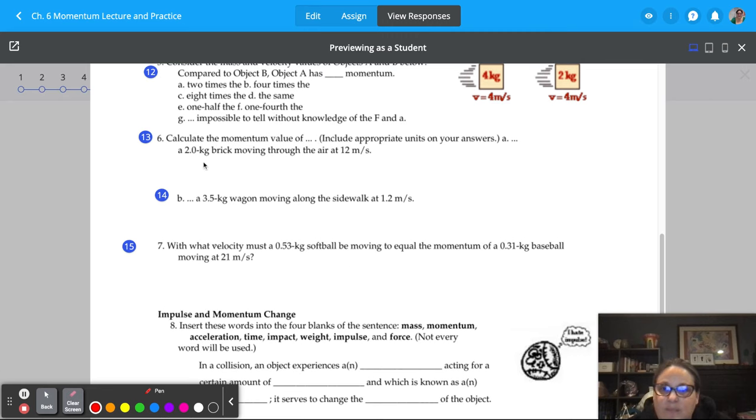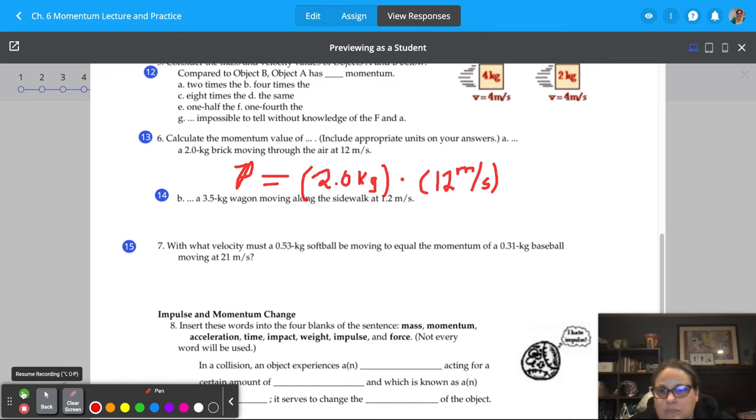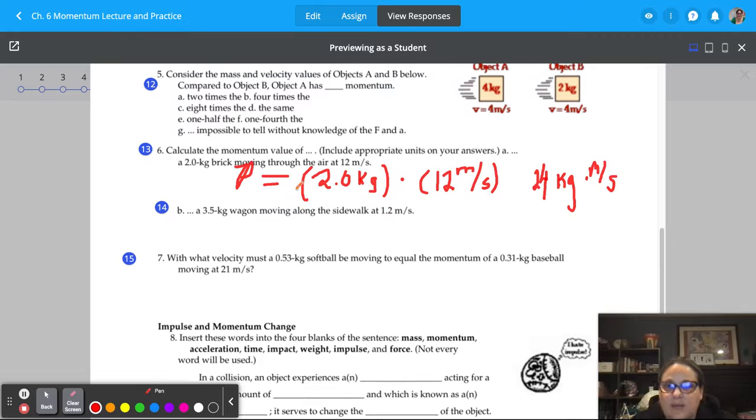Calculate the momentum of a 2 kilogram brick moving through air at 12 meters per second. For number 13, if we're including units here, we have a mass of 2 kilograms and a velocity of 12 meters per second, giving us a momentum of 24 kilogram meters per second. So those are the units for momentum. It's kilogram meters per second. If you see something with a different unit, then that would not be momentum.